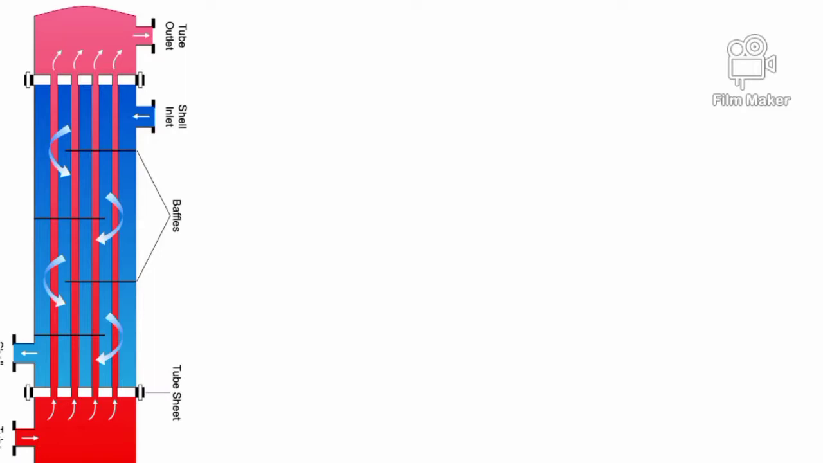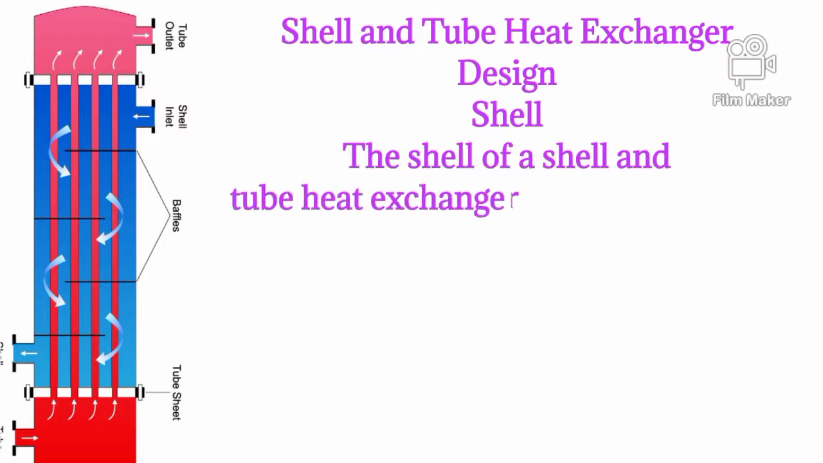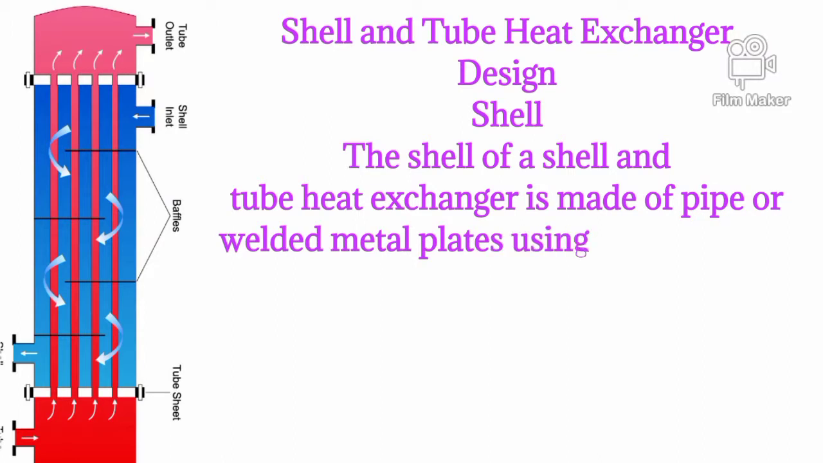Shell and tube heat exchanger design. Shell. The shell of a shell and tube heat exchanger is made of pipe or welded metal plates using materials that can withstand extreme temperatures and that are corrosion resistant. The inner shell must be round with a consistent diameter to minimize space between the baffled outer edge and the shell.